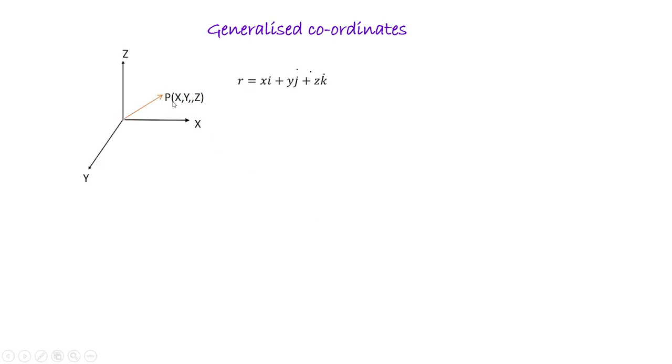Hello, today we are going to discuss generalized coordinates. Before entering into generalized coordinates, we need to discuss some fundamental information. For example, if you consider a particle of mass m moving with velocity, we need to describe this particle. If we need to find the position with respect to time, then we need to describe this.